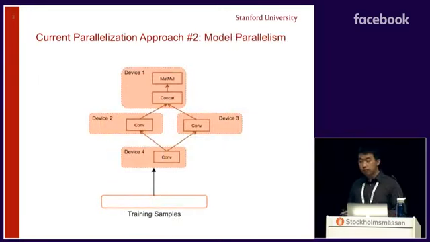An alternative approach is called model parallelism. The idea is to split the model into disjoint subsets and assign each subset to a dedicated device. The advantage of this approach is that we don't have to synchronize gradients because each layer is computed on a single device. But instead, you have to transfer tensors that go across different devices.